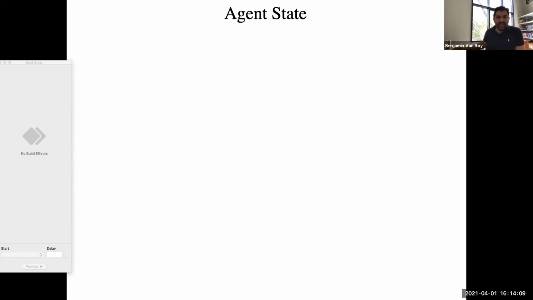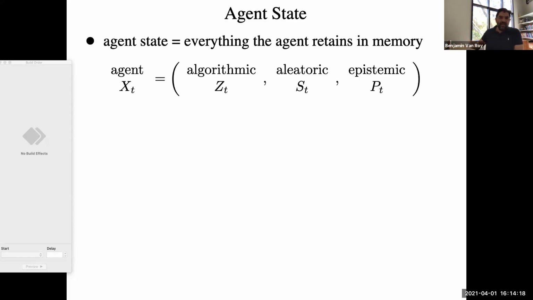So the agent state is everything the agent retains in memory. Everything the agent has access to in selecting its next action. In studying the various ways of designing agents in the reinforcement learning literature, what I find is the way they organize the agent state can be thought of in terms of a triple. Agent states are made of a part that I would call the algorithmic state, a part that I call the aleatoric state, and a part that I call the epistemic state. So this is just a template that helps me organize my thinking about how existing agents have been designed.